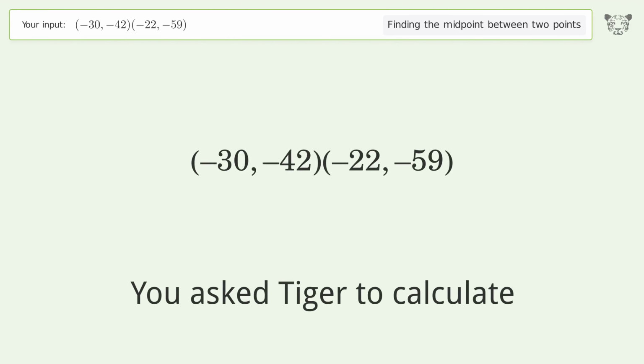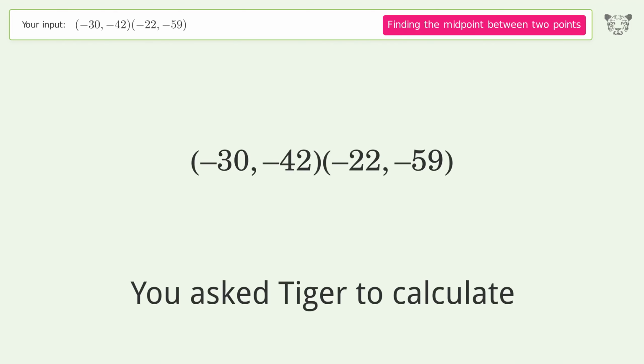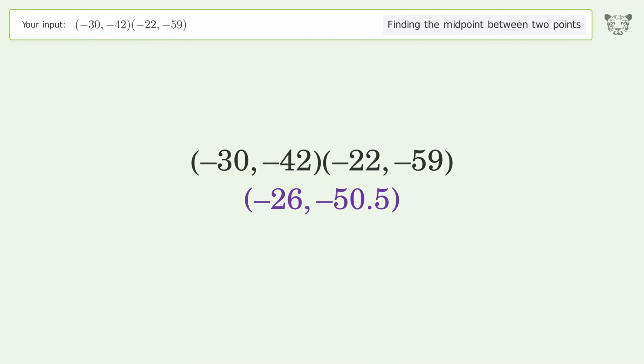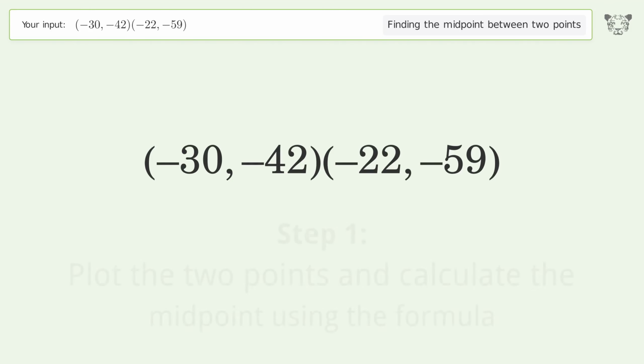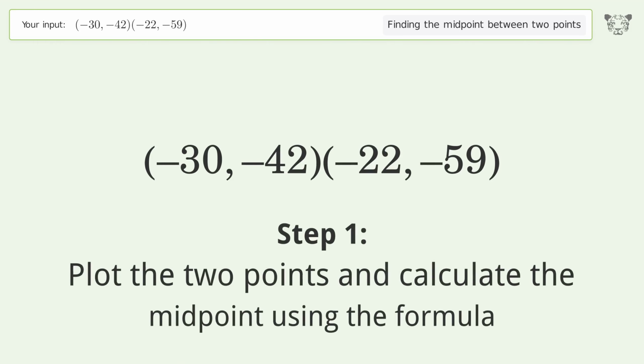You ask Tiger to calculate. This deals with finding the midpoint between 2 points. The midpoint between the 2 points is -26, -50.5. Let's solve it step by step. Plot the 2 points and calculate the midpoint using the formula.